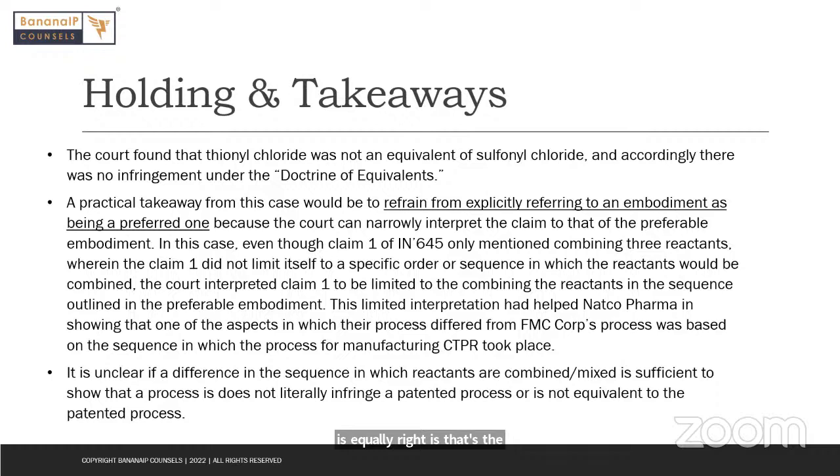Yeah. But if my memory serves me right, didn't the scientific advisors differ in their conclusion? No, sir. I think both the advisors had found that in this case thionyl chloride was not the equivalent of the sulfonyl chloride by equivalence. Yes, it was not infringement under the doctrine of equivalence because they were both different. Okay, fine. So both of them gave the opinion that it was not infringing. Correct, sir. Okay, all right.